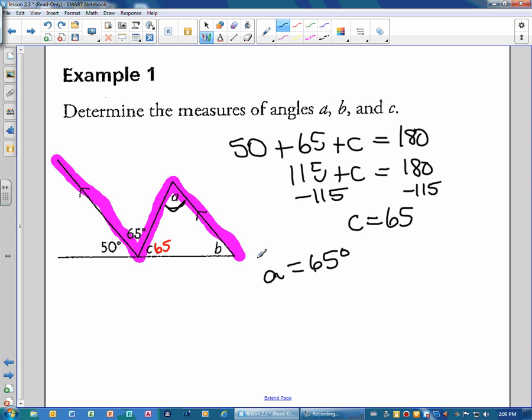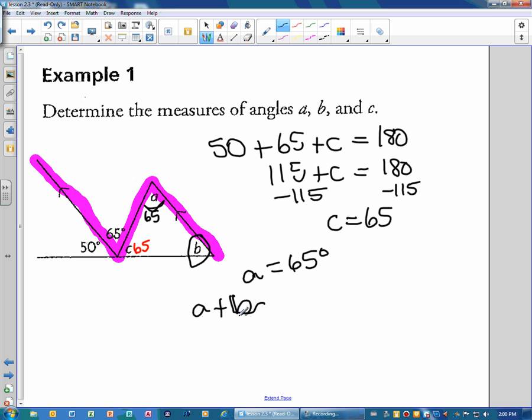And if A is 65 degrees and C is 65, B is whatever's left over. So A plus B plus C have to make 180 degrees because they are the interior angles of a triangle. A is 65, B we don't know, C is 65. 65 and 65 make 130.